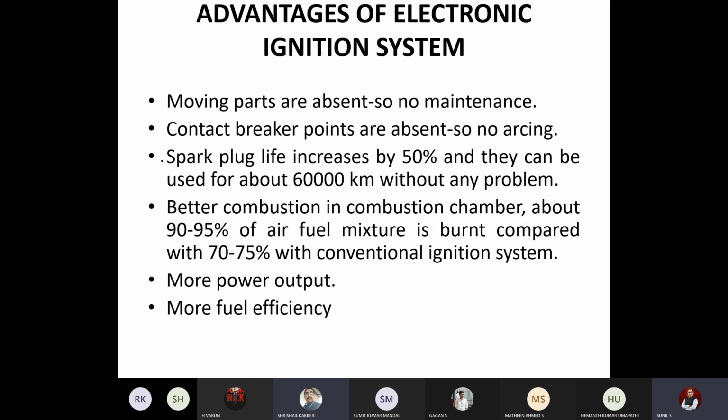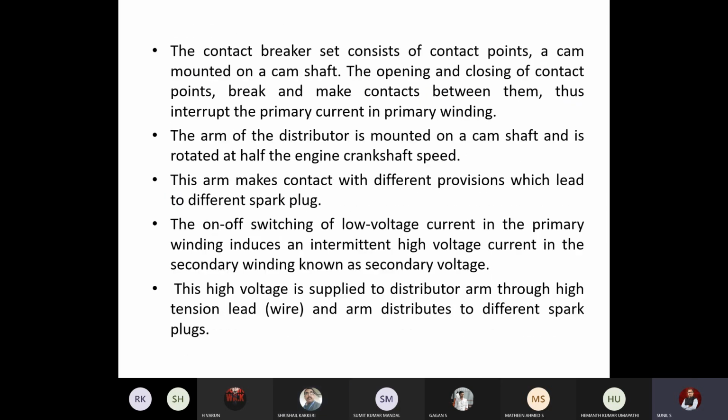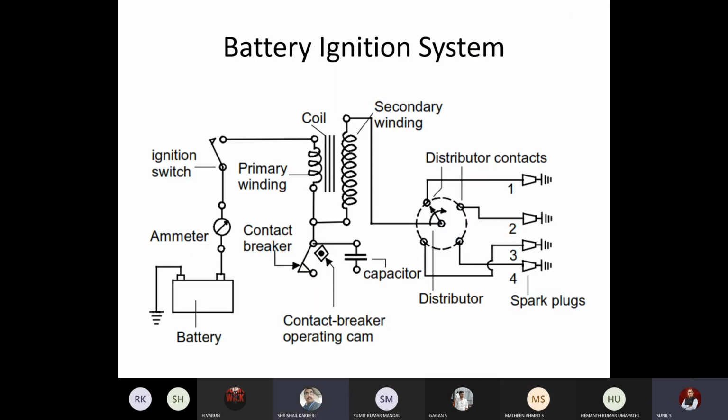The next type of ignition system that we will be studying is the electronic ignition system. How it is advantageous when you compare it with the battery ignition system will be the next question. Here the major problem that occurs is from the distributor, which keeps on rotating. As we saw in the previous circuit, the distributor is one of the major moving components, as well as the contact maker and breaker. So these are the moving components.